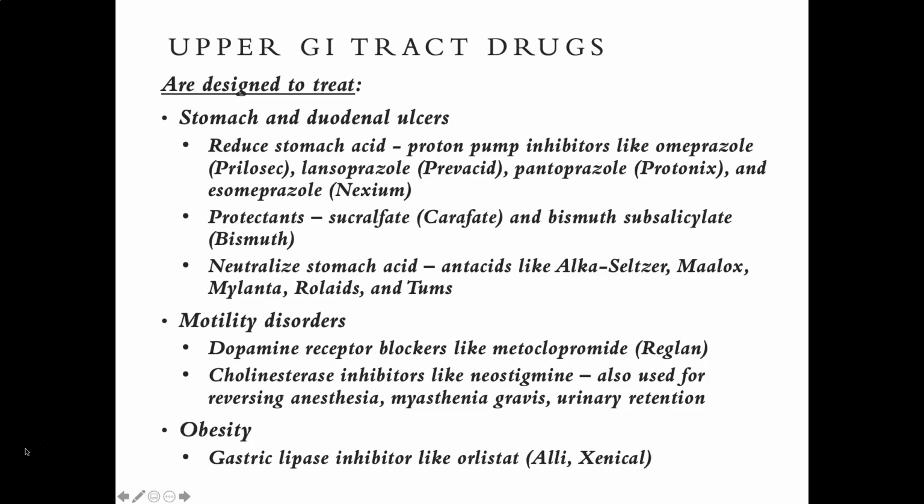Moving on to motility disorders. There are two types of drugs that are designed to treat motility disorders. One is dopamine receptor blockers like metoclopramide, also known as Reglan. Again, I want you to know Reglan. Cholinesterase inhibitors like neostigmine are also used for reversing anesthesia, myasthenia gravis, and urinary retention. So what I need you to know under motility disorders are Reglan and neostigmine. You don't necessarily have to know that they're a dopamine receptor blocker or a cholinesterase inhibitor. Just know that those are the two that are used for motility disorders in the upper GI tract.